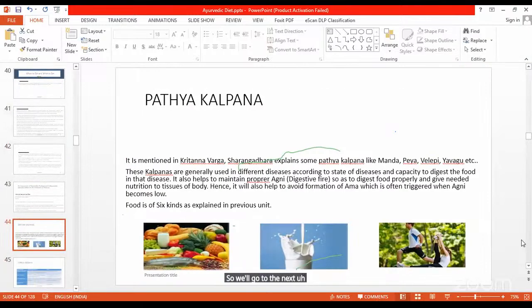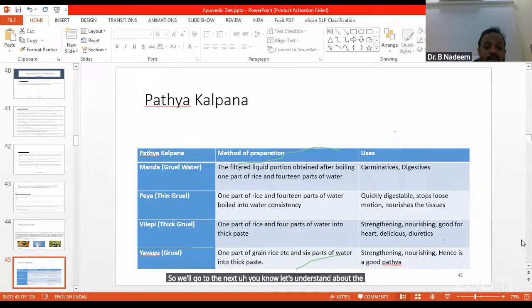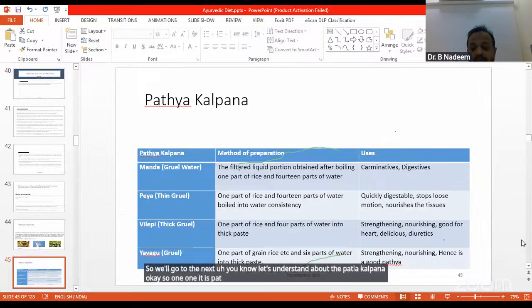Let's understand about the Patya Kalpana. Okay, so one, it is Patya Kalpana, because we have very less time. I just need, ma'am, can I have another 10 to 15 minutes so that I can finish everything?